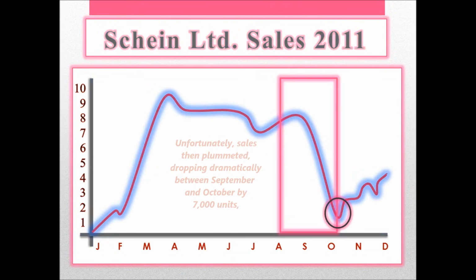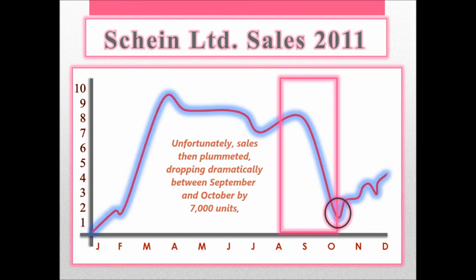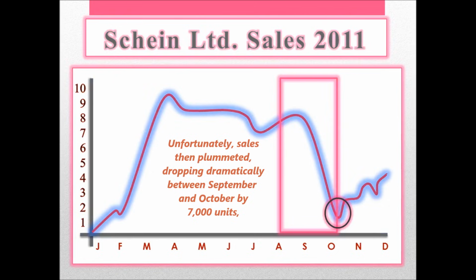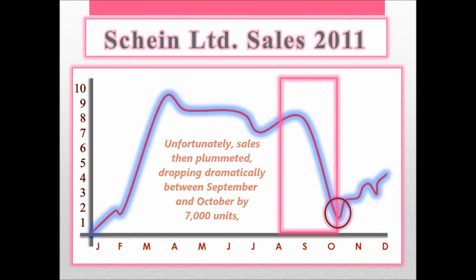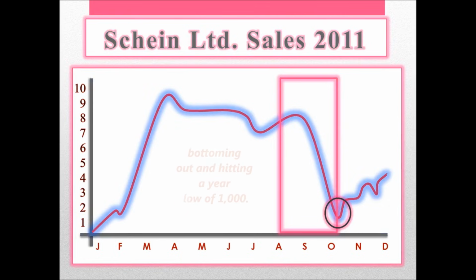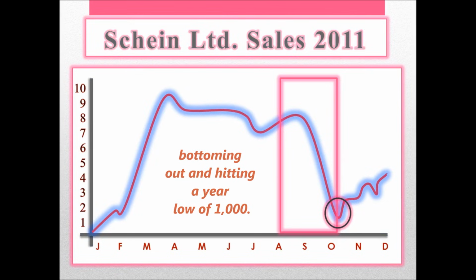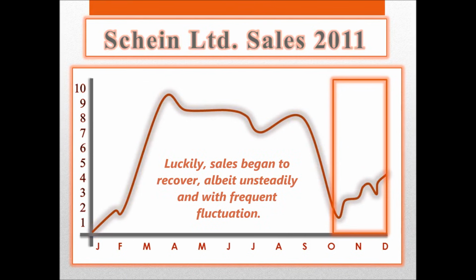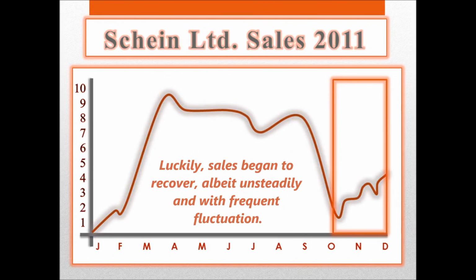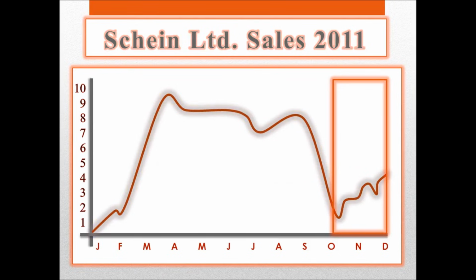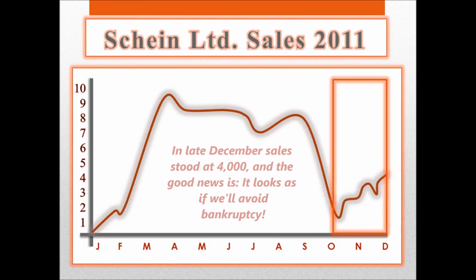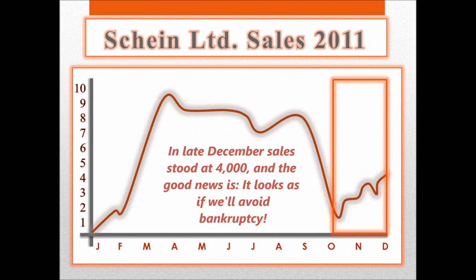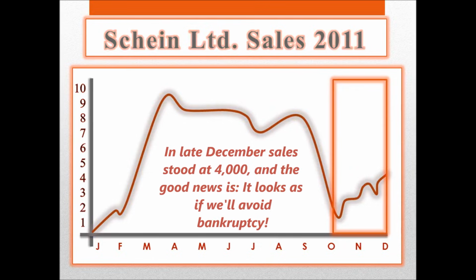Unfortunately, sales then plummeted, dropping dramatically between September and October by 7,000 units, bottoming out and hitting a year low of 1,000. Luckily, sales began to recover, albeit unsteadily and with frequent fluctuation. But in late December, sales stood at 4,000, and the good news is, it looks as if we'll avoid bankruptcy.